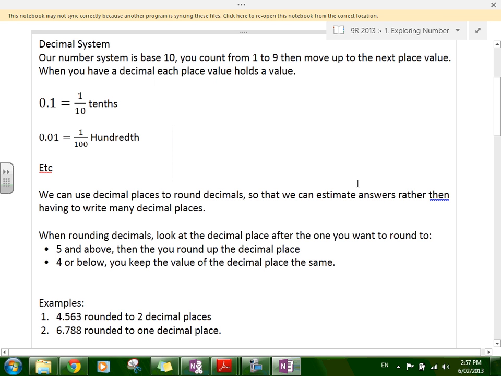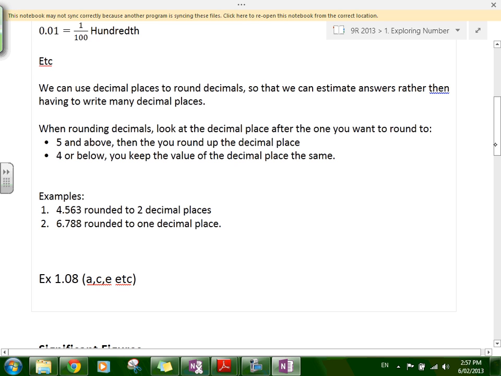Okay, so we're just going to do these couple of examples. Examples, round 4.563 to 2 decimal places. So we got 4.56.